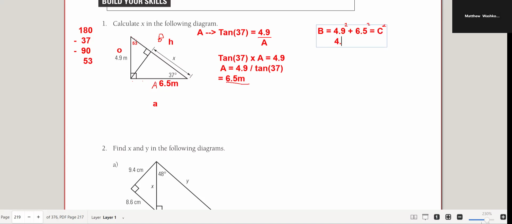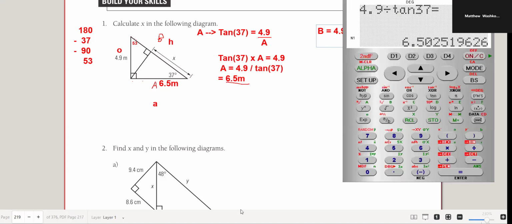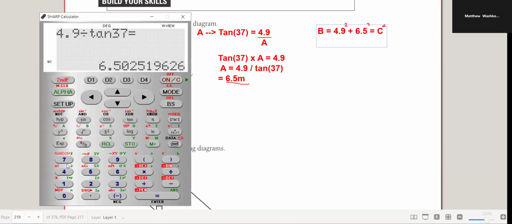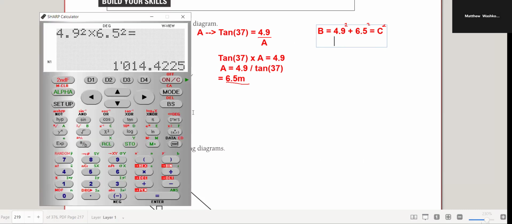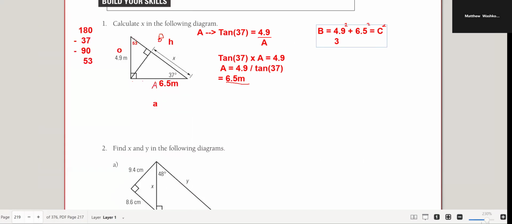So it's 4.9 squared plus 6.5 squared is equal to C squared. 4.9 squared plus 6.5 squared is equal to 1,014. And you know what? We're just going to do this. We're just done. 31.85. Let's just go 31. I don't care if you put 0.9 or 0.8 here. If you've done it at this point, you know what you're doing.